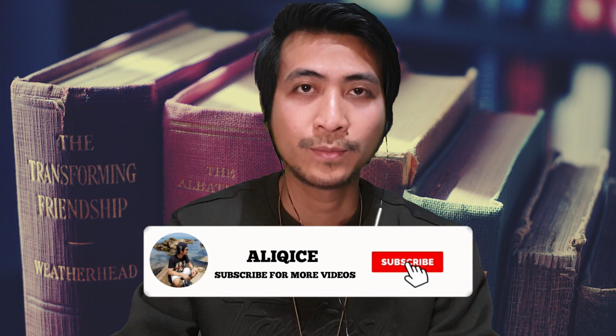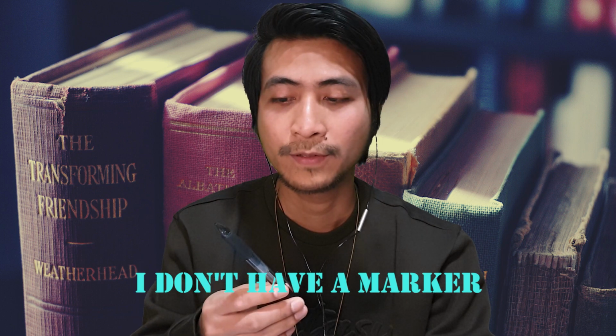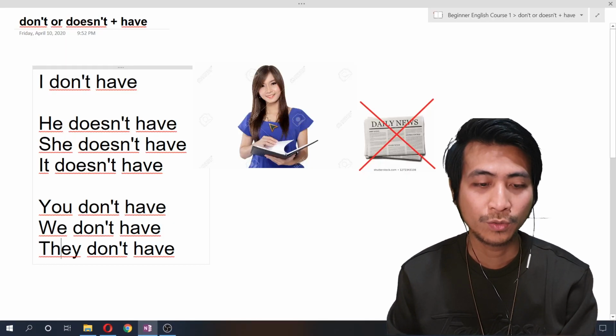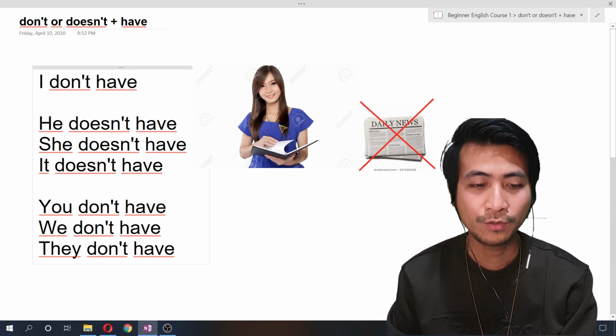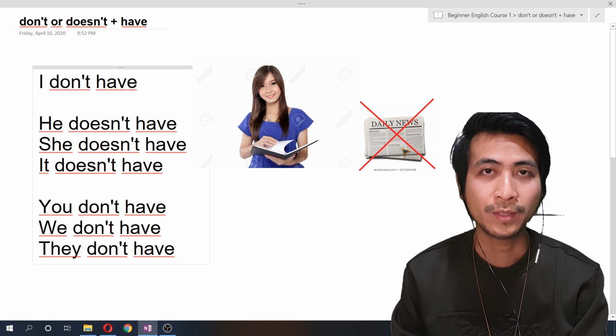Okay, for example, I hold a pen and I say I don't have a marker, I have a pen. So I use don't for the subject I. I cannot use doesn't, because doesn't is for the third singular person. Okay, let's try the second picture. Last time we know she has a book, and now we use negative. She doesn't have a newspaper. Okay, I know it's very easy. Let's move on for more practice.